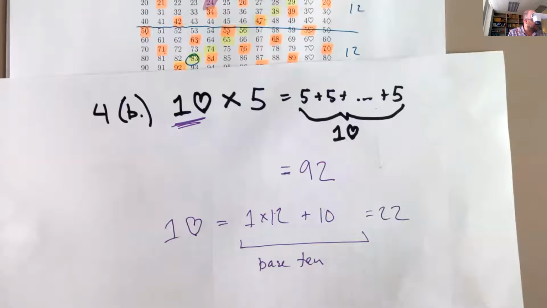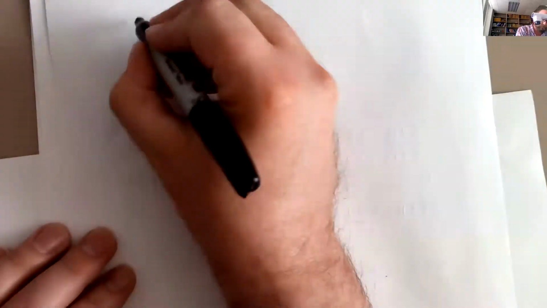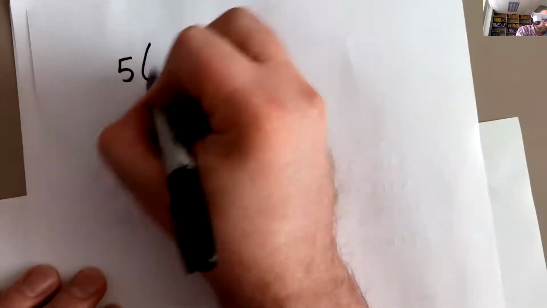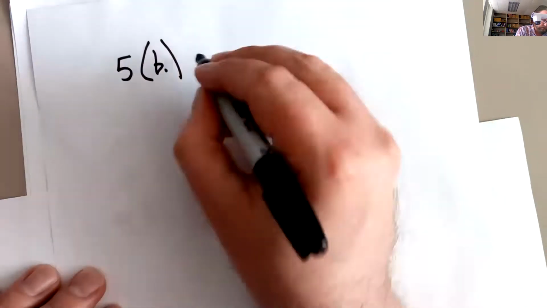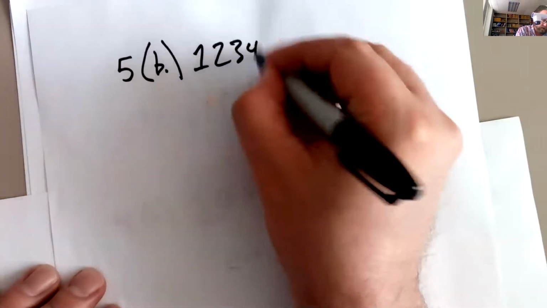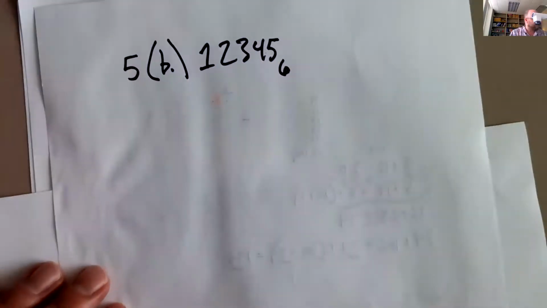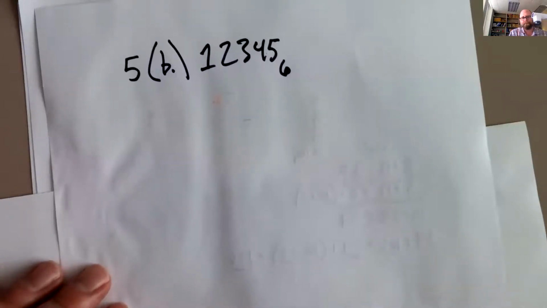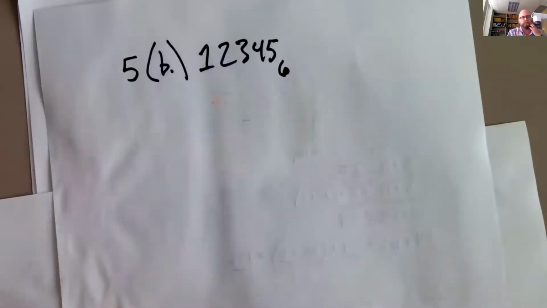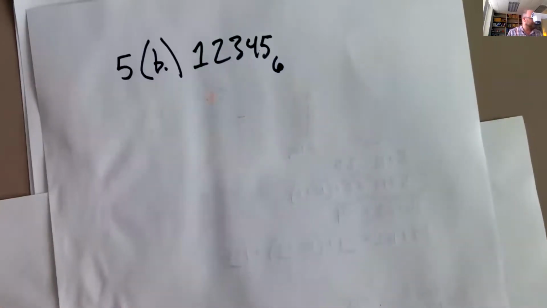Okay, last but not least, let's talk about 5b, which asks you to convert 1, 2, 3, 4, 5, which is written in base 6, convert that to base 10. Well, since this is a larger number, it is much easier to do this by rewriting in base 10 expanded form.